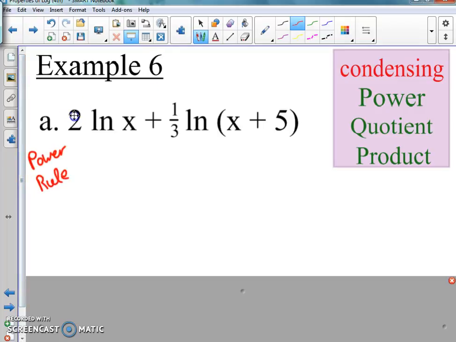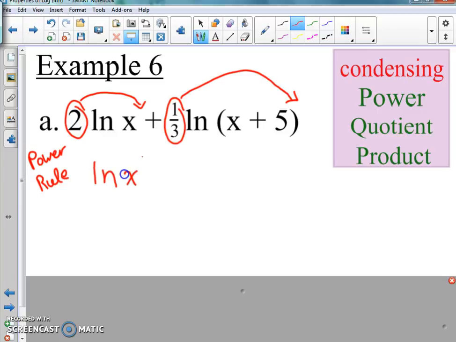We're going to take any numbers that are in front of the log. So that 2 is in front of the natural log. This 1/3 is in front of the natural log. And we're going to move them up as exponents right here. So all we're going to do is rewrite this so that it's natural log x squared plus natural log x plus 5 to the 1/3 power.